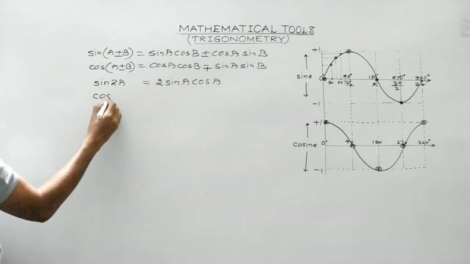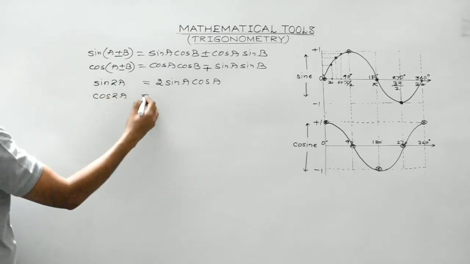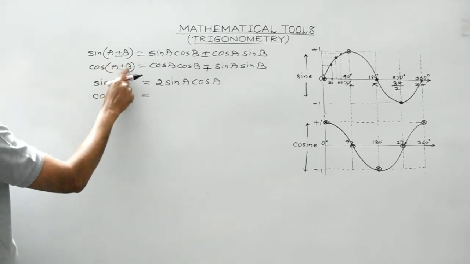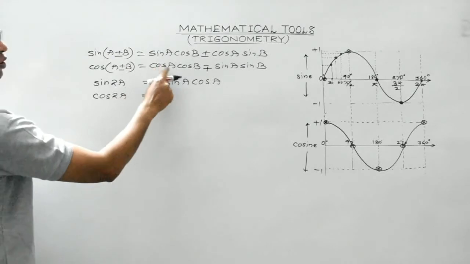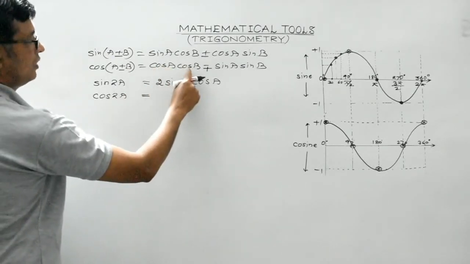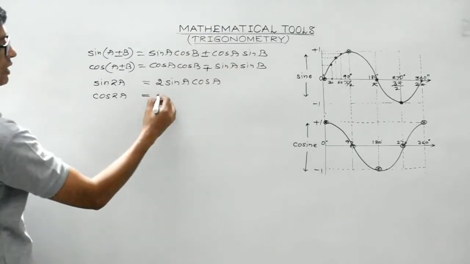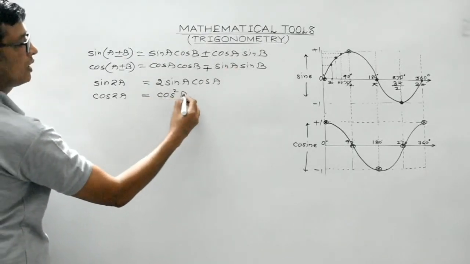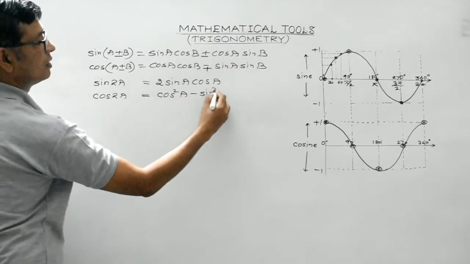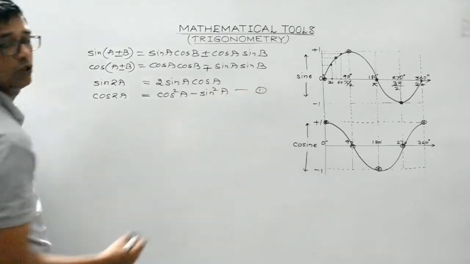Similarly, cos 2A. Okay, cos A plus A. Substitute B as A. So what do you get? Cos A times cos A, which is cos square A, minus sine A times sine A, which is sine square A. So what you get is cos square A minus sine square A. This is the first formula.